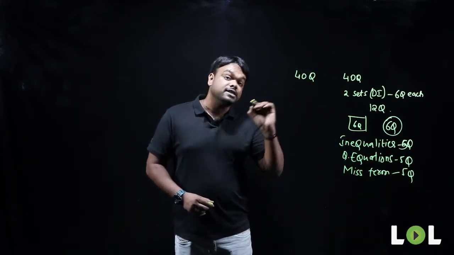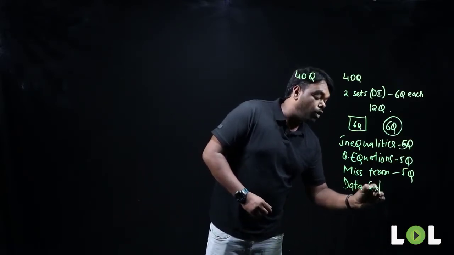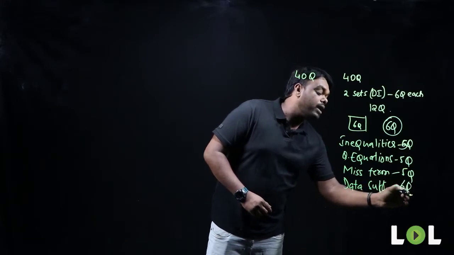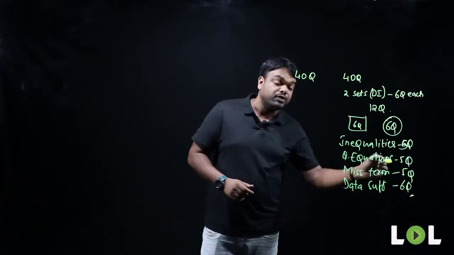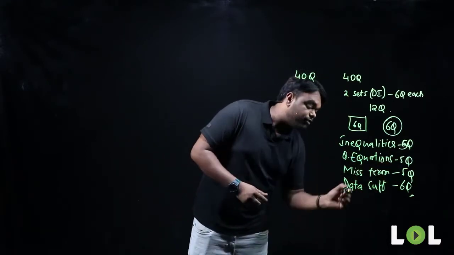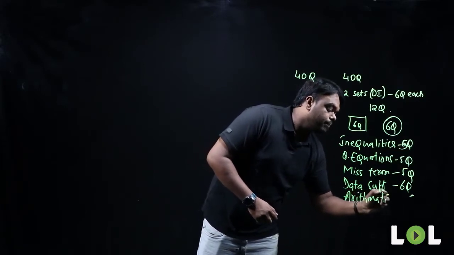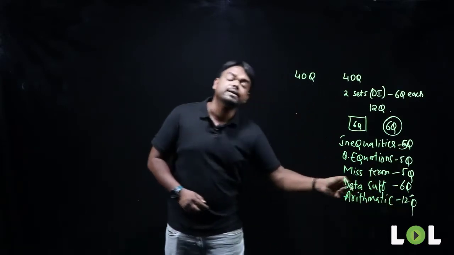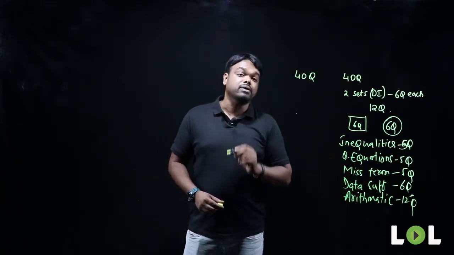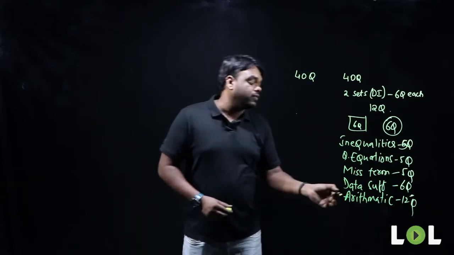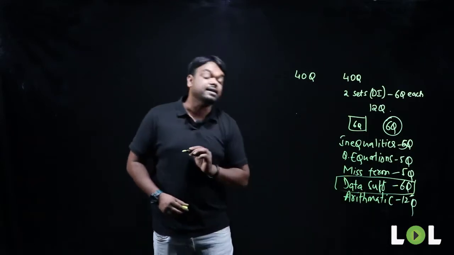One interesting thing here is we have data sufficiency. All of a sudden, the importance of data sufficiency has increased this time, with 6 questions. And apart from that, arithmetic, which is 12 questions. So what is arithmetic? In arithmetic, we had problems on percentages, profit and loss, time and work, time, speed and distance. All these together, we had 12 questions. This is the interesting thing, guys, in this paper.